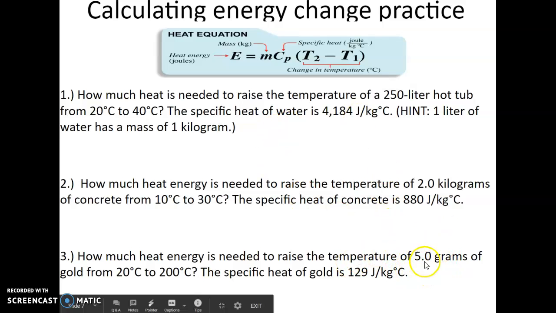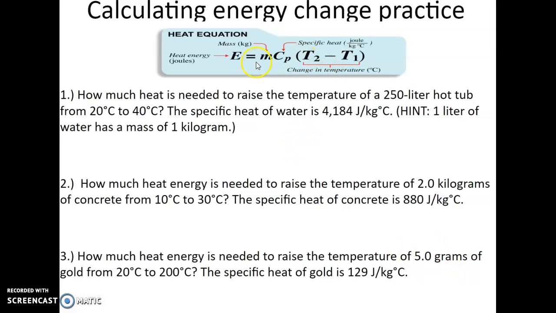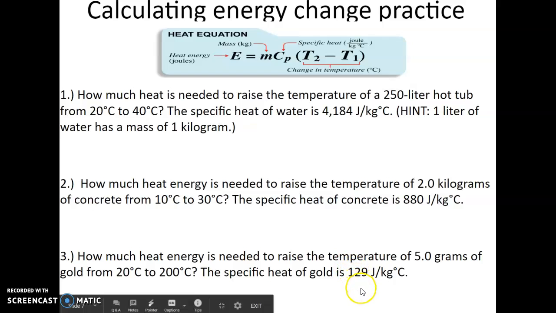Then you can go ahead and plug in your numbers. So here's the mass. Again, I'm converting my mass from grams to kilograms. The specific heat of gold is only 129 joules per kilogram degree Celsius, and my change in temperature is from 20 to 200 degrees Celsius, so that would be a change in temperature of 180 degrees Celsius.